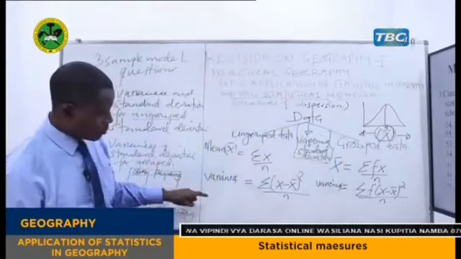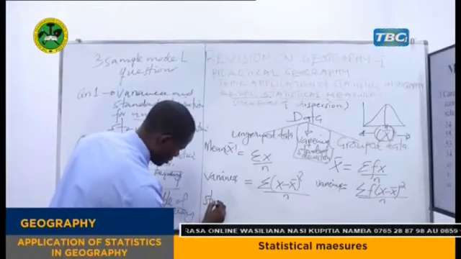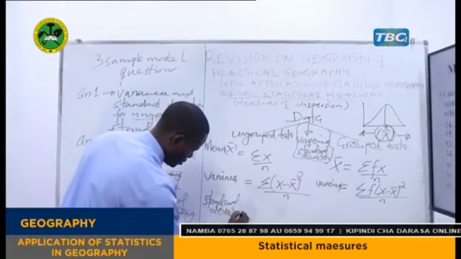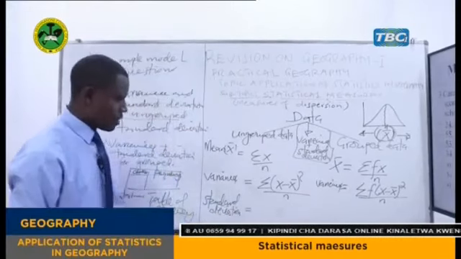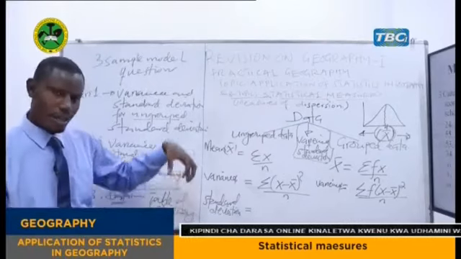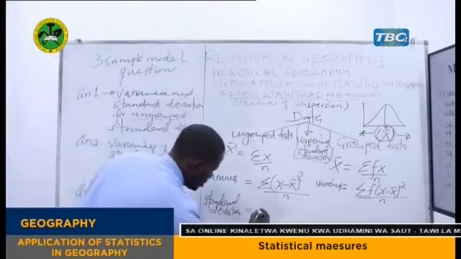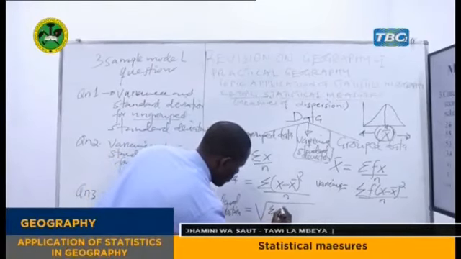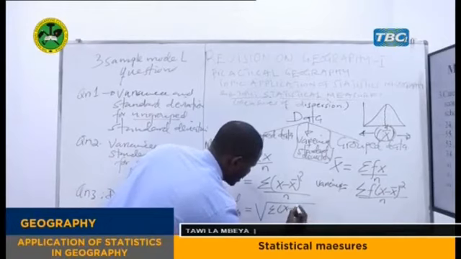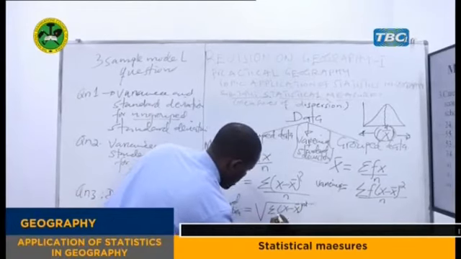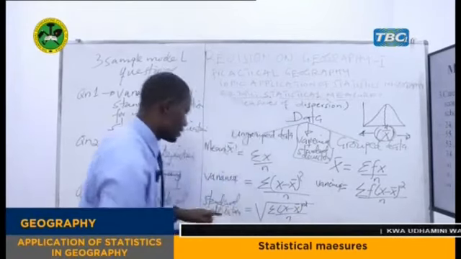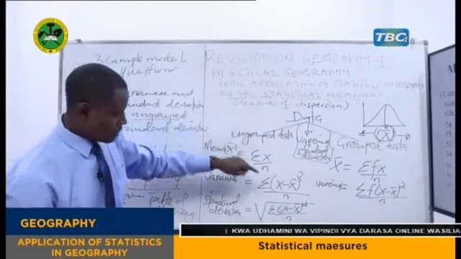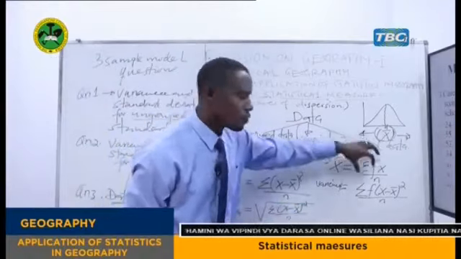But again, when you go for the standard deviation, it is nothing else but the square root of the variance. So if you take the square root of the variance, that is the summation of (x minus x bar) squared, then you divide by n, we get the standard deviation for ungrouped data. But then we find the standard deviation for grouped data.